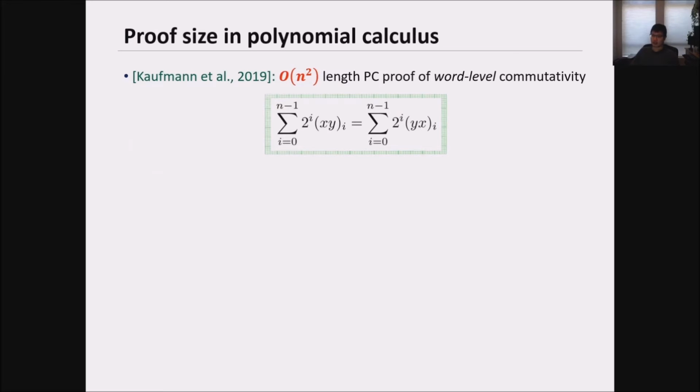There are short polynomial calculus proofs not only for correctness, but also for other multiplier properties. For example, in 2019, Kaufmann gave a quadratic length proof of commutativity at the word level, which means that they were able to derive this equation, which says that the value held in the bit vector xy is equal to the value held in the bit vector yx. This proof idea can be further generalized in order to give quadratic length proofs for actually any word level ring identity involving plus and times.